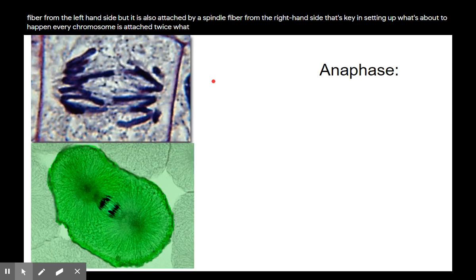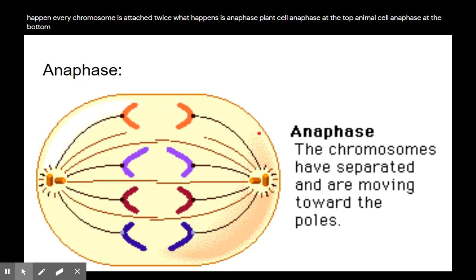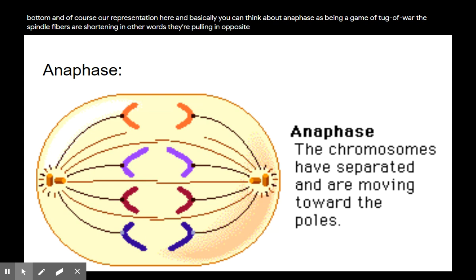What happens is anaphase. Plant cell anaphase at the top, animal cell anaphase at the bottom, and of course our representation here. And basically you can think about anaphase as being a game of tug of war. The spindle fibers are shortening. In other words, they're pulling in opposite directions.